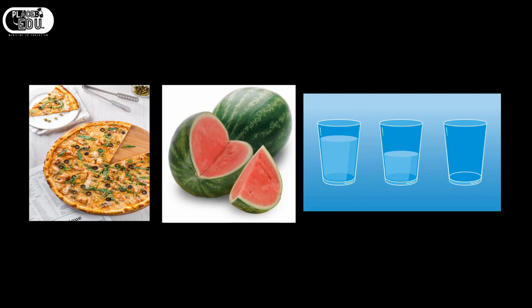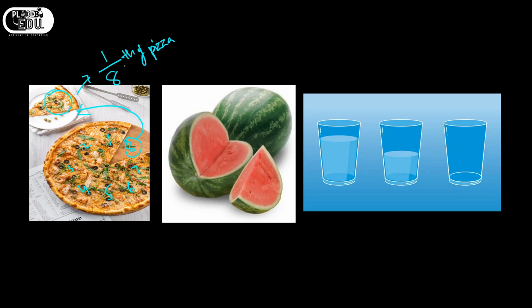See here, this is a pizza. This pizza is cut into 8 parts: 1, 2, 3, 4, 5, 6, 7, 8. So this is cut into 8 parts, right? And we have selected 1 from it. So this part can be represented as 1 by 8 of the pizza. This is how we have to represent the remaining parts.